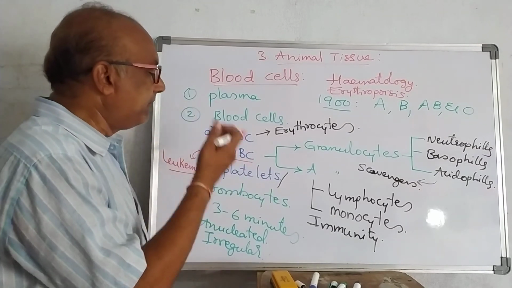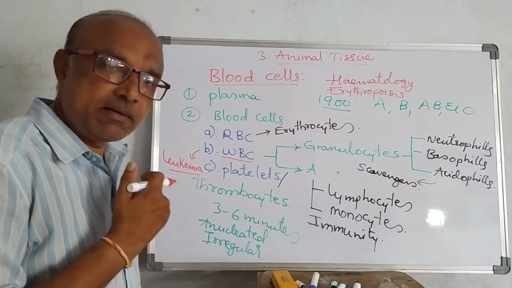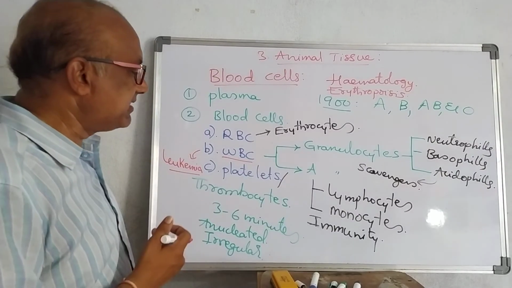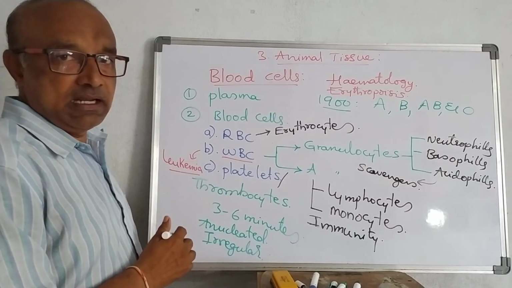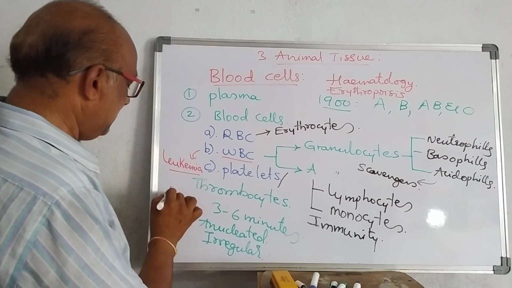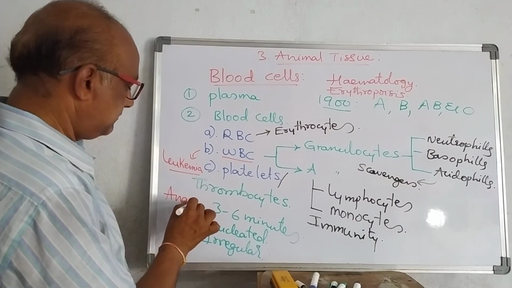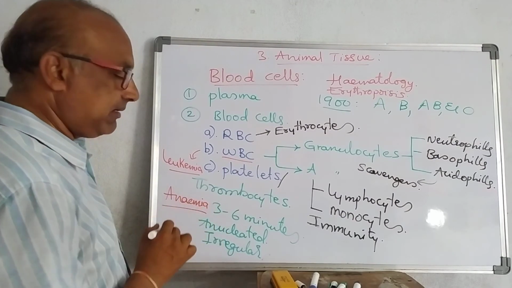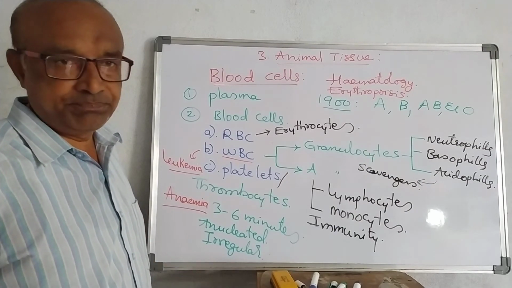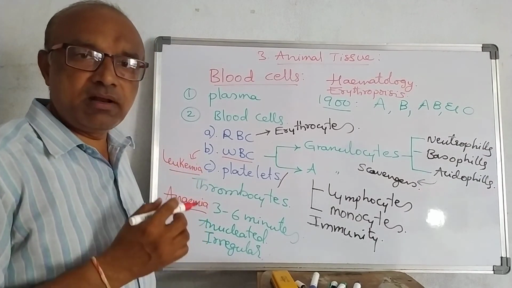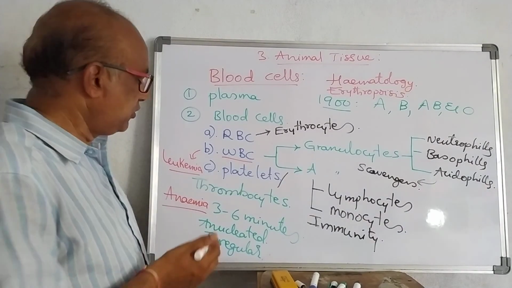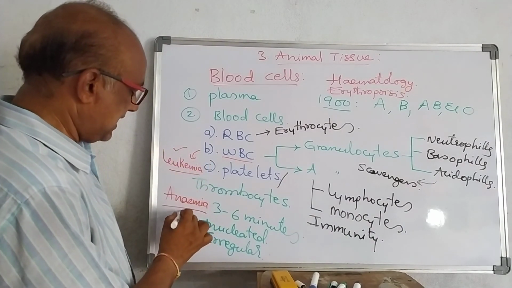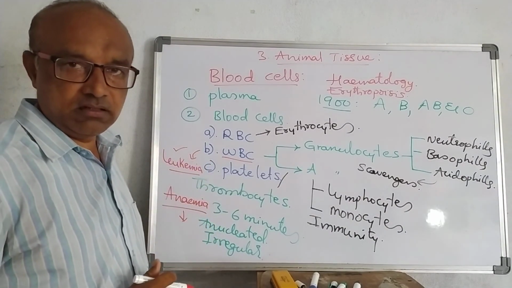If the number of blood cells is decreased abnormally, that is called anemia. Anemia means loss of blood cells. Leukemia means abnormal increase in the blood cells. So it is the blood cancer, and this is the anemia, loss of blood cells.